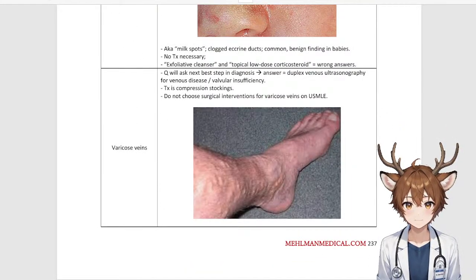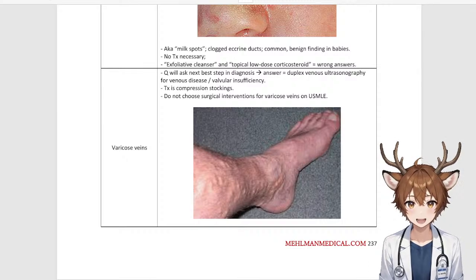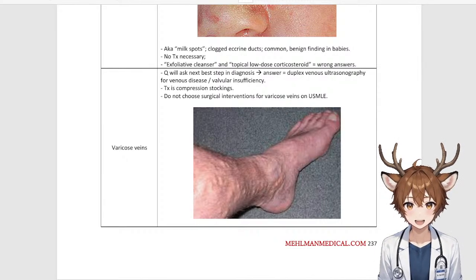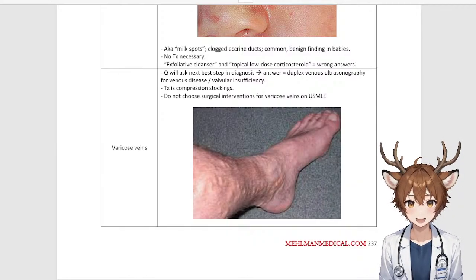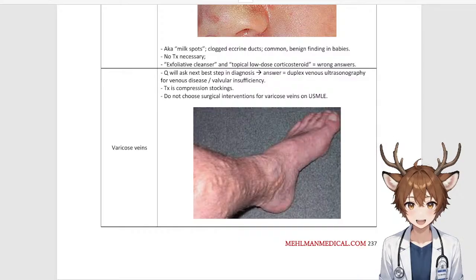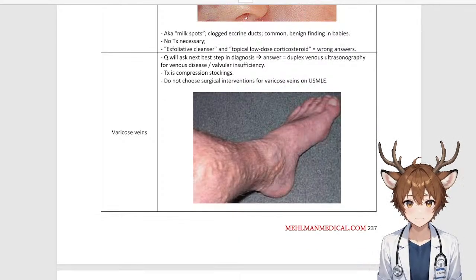Varicose veins. The question will ask the next best step in diagnosis. The answer should be duplex venous ultrasonography for venous disease / valvular insufficiency. Treatment is compression stockings. Do not choose surgical interventions for varicose veins on USMLE.